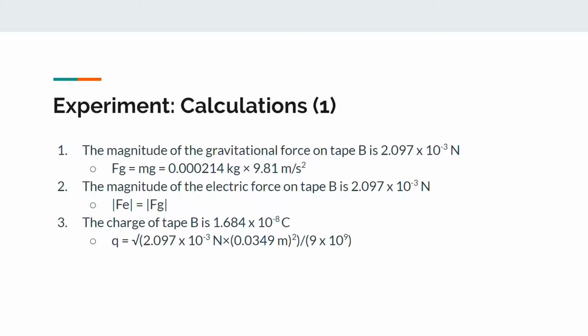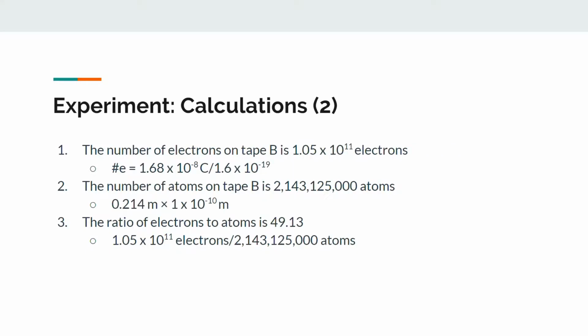The charge of tape B was found to be 1.684 times 10 to the negative 8 coulombs, and was found by taking the square root of the electric force multiplied by the distance between the two tapes squared all over the constant K. The number of electrons on tape B was found to be 1.05 times 10 to the 11th electrons. This was found by taking the total charge Q and dividing it by the charge of an electron.